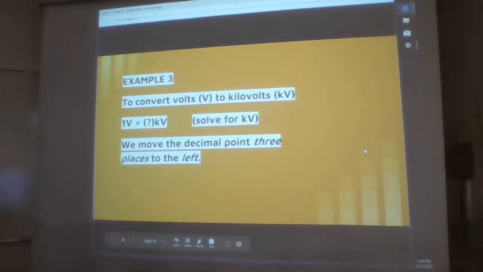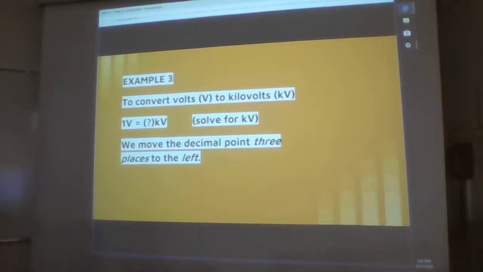Example 3, we're going to convert volts to kilovolts. I also wrote it in a different format here. This is something that I personally like to use. I tend to be able to convert it more easily if I'm looking at it as a math problem instead of trying to remember which way the decimal moves and stuff like that.